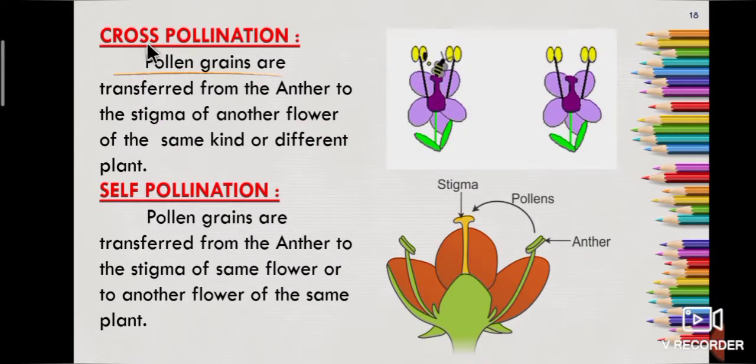Now we are going to study about cross-pollination and self-pollination. What is cross-pollination? Pollen grains are transferred from the anther to the stigma of another flower of the same kind or different plant. Next one, self-pollination. Pollen grains are transferred from the anther to the stigma of the same flower or to another flower of the same plant.